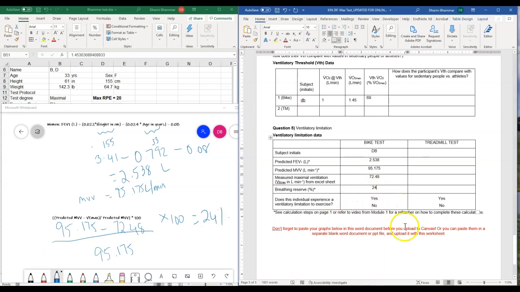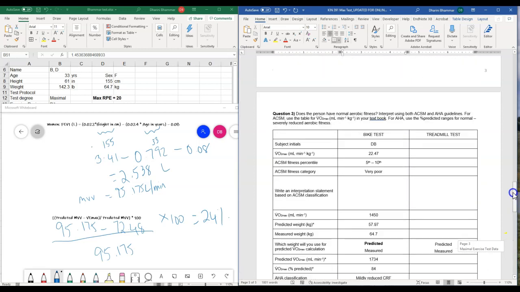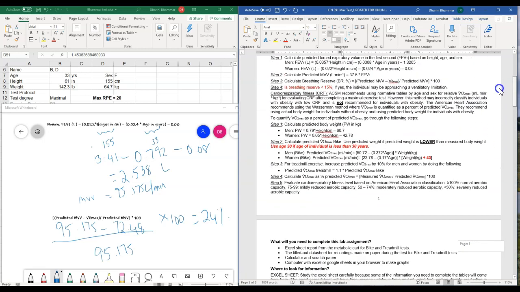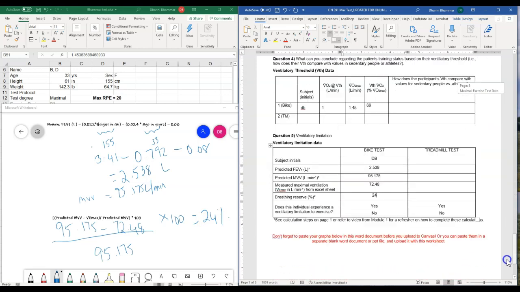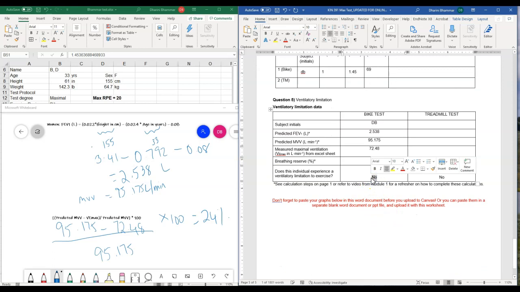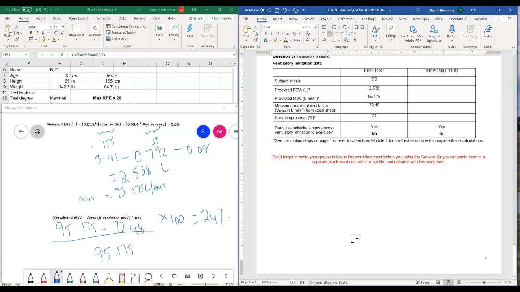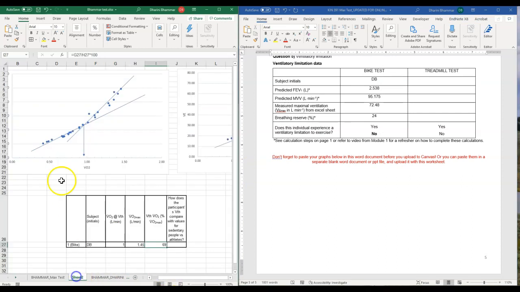And then whether or not someone has ventilatory limitation depends on that number, 24%. If breathing reserve is less than 15%, which in this case it's not, because 24 is bigger than 15, then the person is not ventilatory limited, and so this would be no. And so pretty much that's how you would do it, and then of course you would have to take your graphs and paste them below so we can see how you picked your ventilatory threshold. You could do this even by printing and using a straight edge to draw it, or you could do it in Excel. It's up to you.